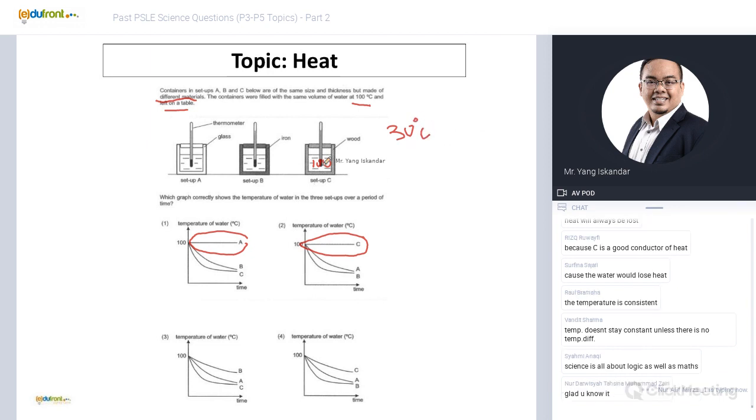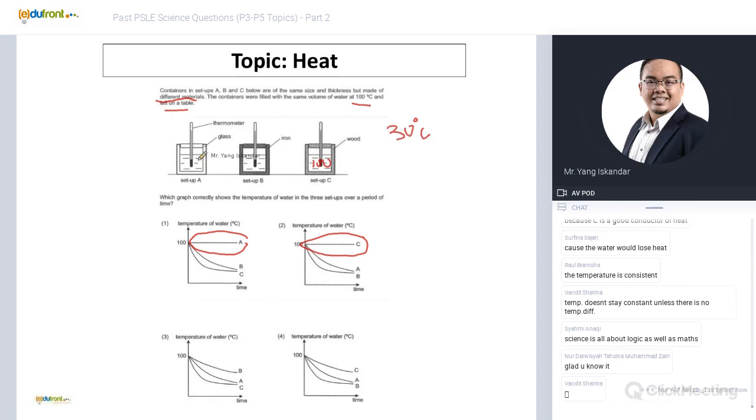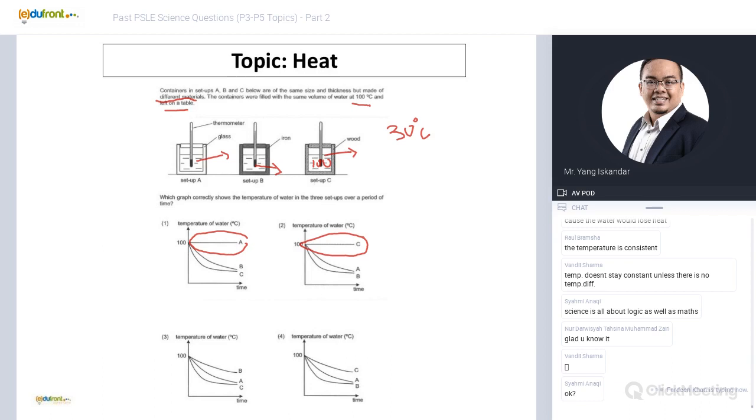Now remember the concept of heat transfer. Heat always travels from a region of higher temperature to lower temperature. So the water in all setups will lose heat. In setup A, setup B, and setup C, all 3 setups will lose heat. So it is not possible to have the temperature of the water remain the same. So straight away, with very little thinking, you must know that you eliminate option 1 and 2 already.